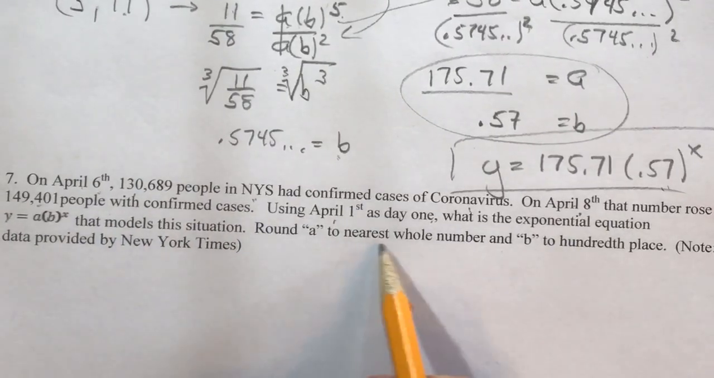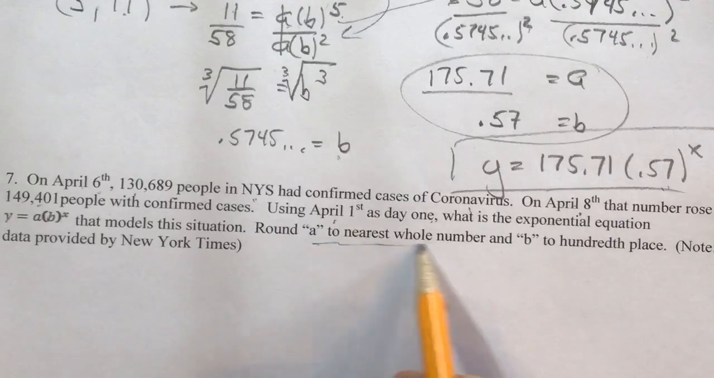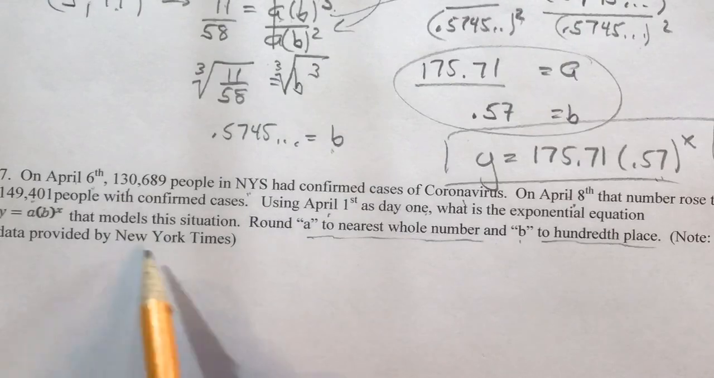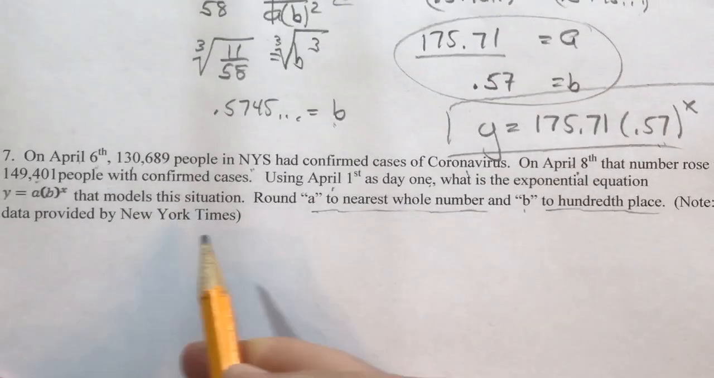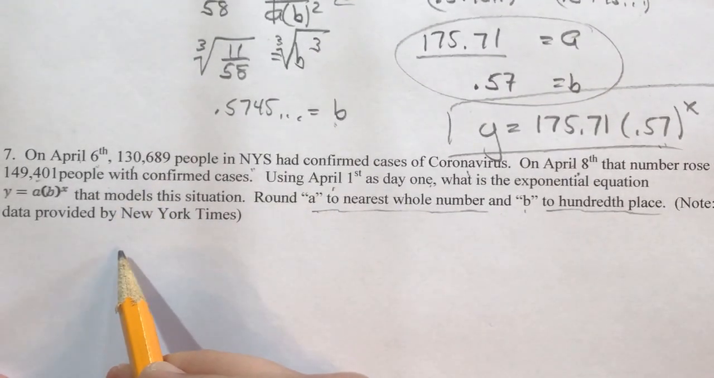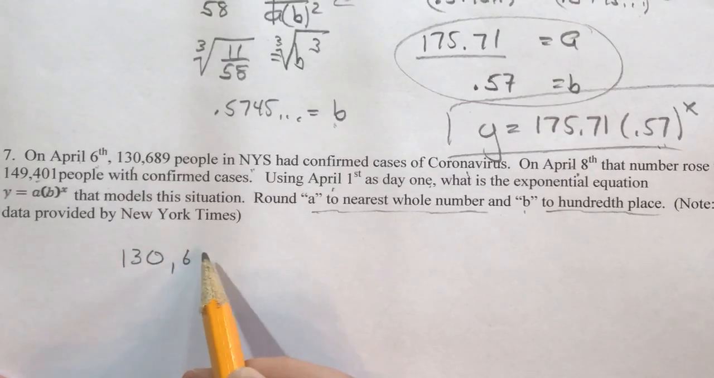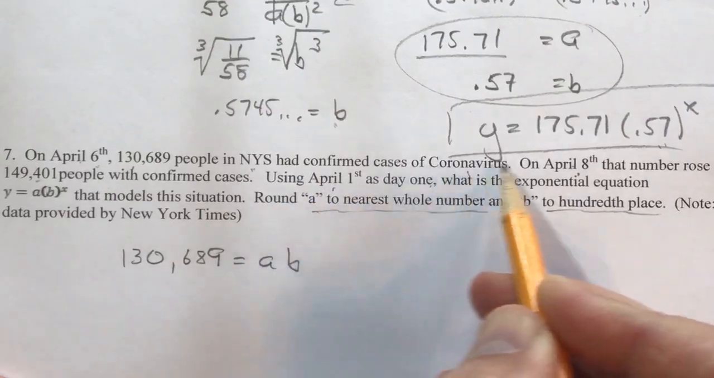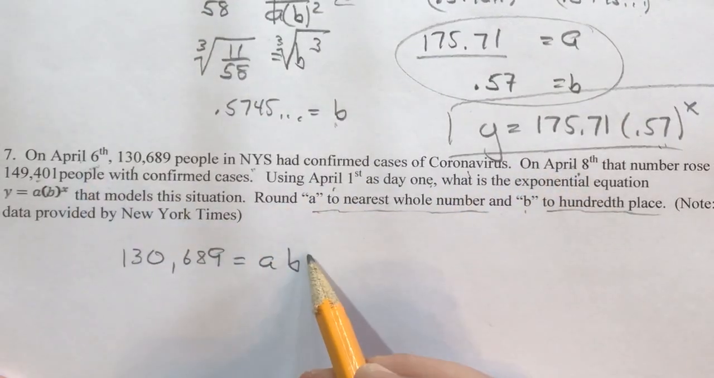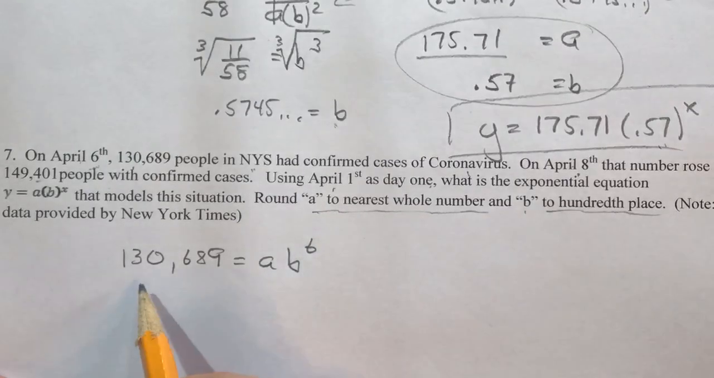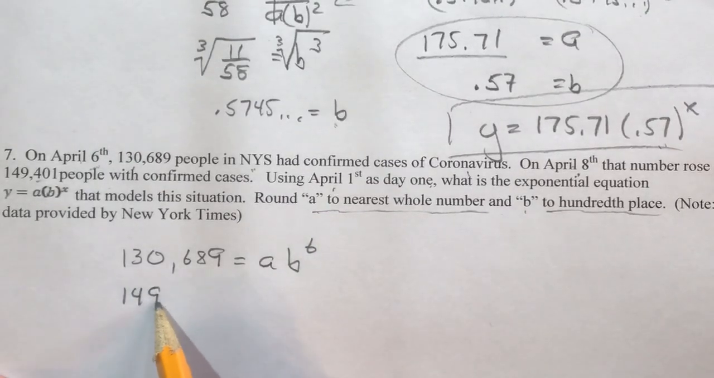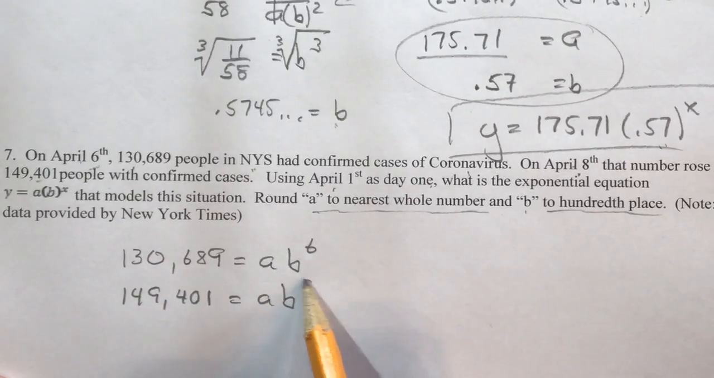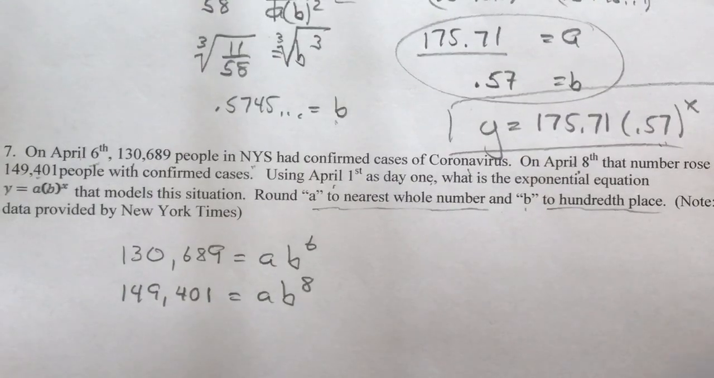I want to round A to the nearest whole number. Why? Because we're talking about people. How many people have the disease? And B to the hundredths place. I got this data from the New York Times. So how am I doing this? I know the numbers are bigger, but it's the same thing. 130,689 people on the 6th day, A, B to the 6th power. And then 149,401 is A, B to the 8th day of the month.